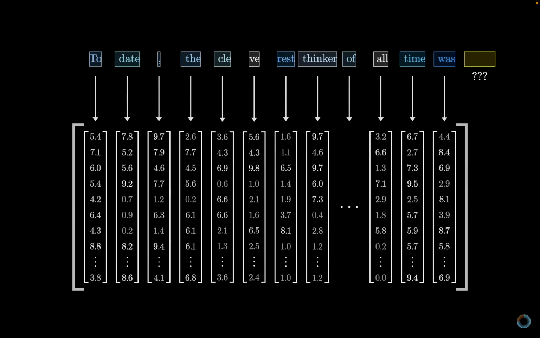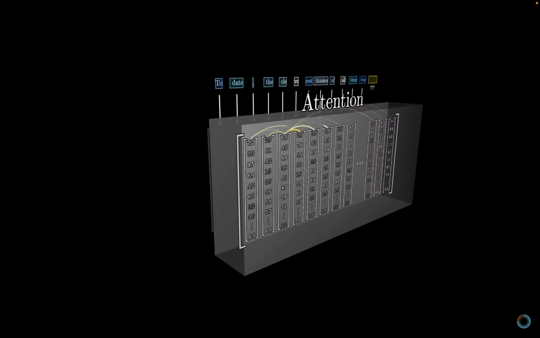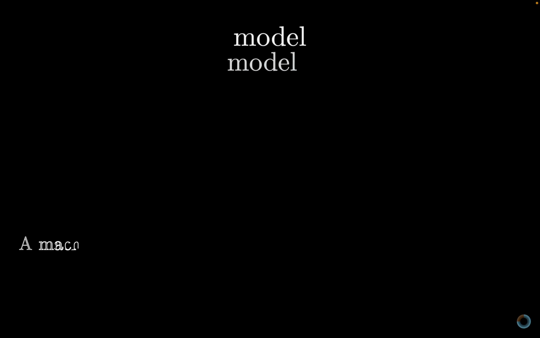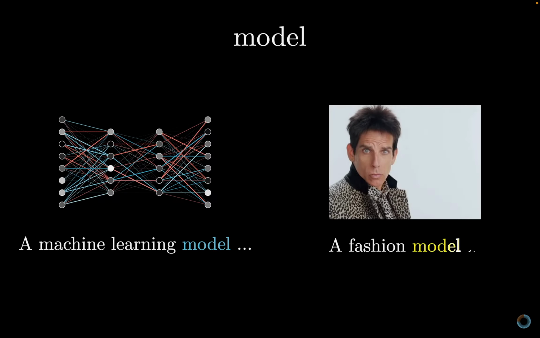This sequence of vectors then passes through an operation that's known as an attention block, and this allows the vectors to talk to each other and pass information back and forth to update their values. For example, the meaning of the word model in the phrase a machine learning model is different from its meaning in the phrase a fashion model.